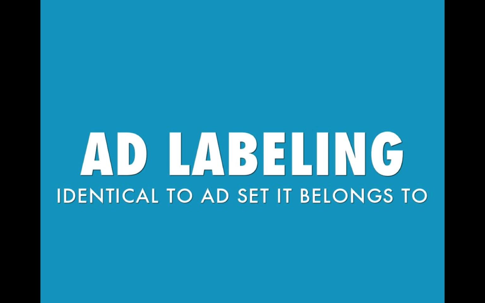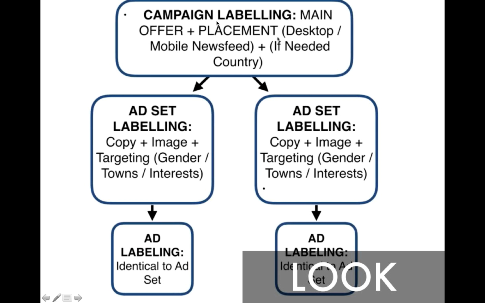And then the ad labeling. The ad is inside the ad set, so just have it exactly the same as your ad set. The ad set is going to be linked to your ad, so it'll be exactly the same and you know exactly what's going on. So this is what it's going to look like. The campaign labeling: main offer plus placement, so desktop, mobile, newsfeed, and country if needed.